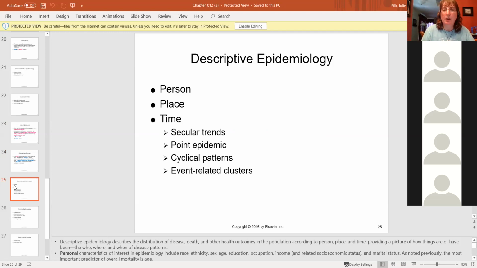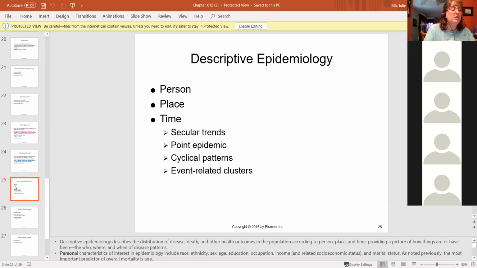So now this gets into a little bit about descriptive epidemiology. Remember, we're looking at person, place, and time. This describes the distribution of disease, death, and other health outcomes in a population according to person, place, and time, providing a picture of how things are or have been, the who, the where, and the when of the disease pattern. Personal characteristics of interest in epidemiology include race, ethnicity, sex, age, education, occupation, income, and also marital status. As noted previously, the most important predictor of overall mortality is going to be age.